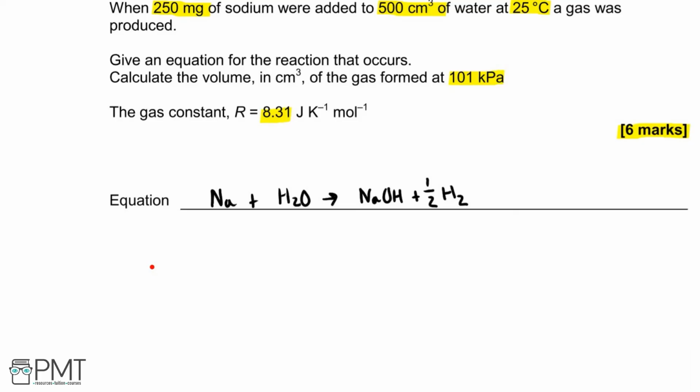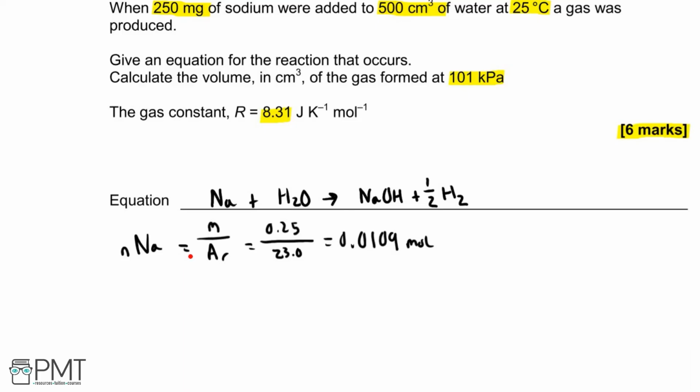So to begin with, we need to work out the number of moles we have of sodium. Now, moles is equal to mass over, in this case, Ar, or Mr if it's a compound. And in this case, we have 250 milligrams of sodium. So we need to convert that to grams. So that's going to be 0.25 grams. And our Ar of sodium is 23.0. So that's going to get us a value of 0.0109 moles for our moles of sodium.